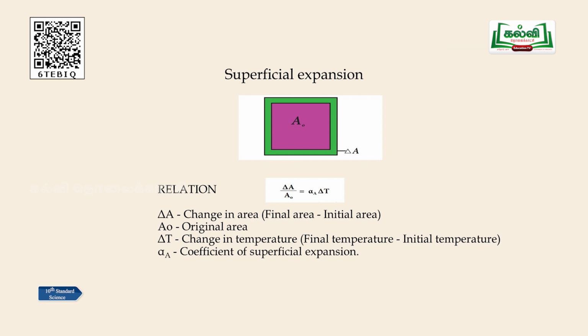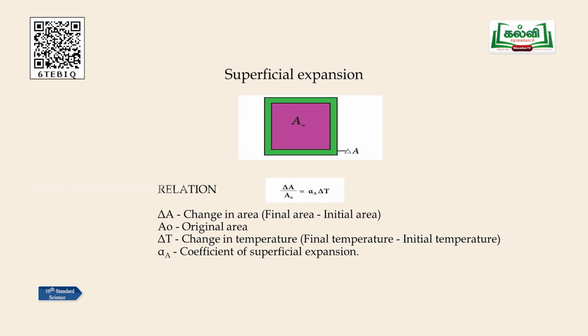Now, let us see the diagram and how we can form a formula for that. As usual, take a rectangular surface which has an area of A naught, so the initial area is A naught. When we heat this object, it expands to a new area. When we subtract both the areas, we can find the change in the area.